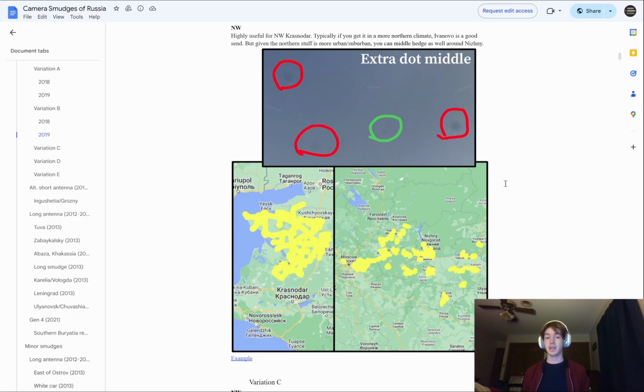Now you guys might have noticed I actually avoided talking about Krasnodar, and the reason is because this has front smudge, it has the triangle, but there's actually a dot near the bottom of the triangle instead. And the thing with this is, it also will look different from that deserty region that we talked about.